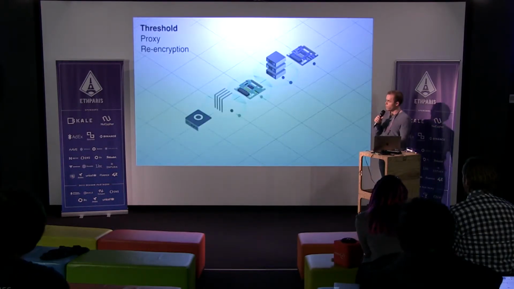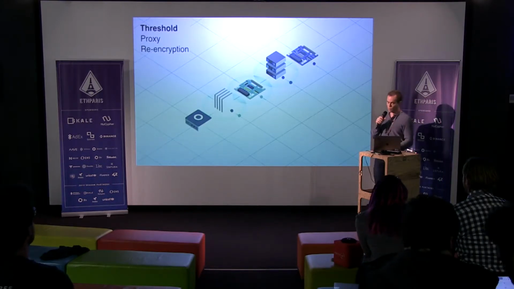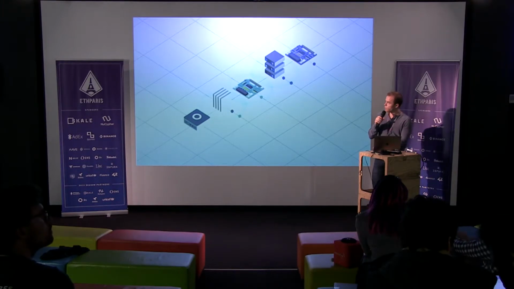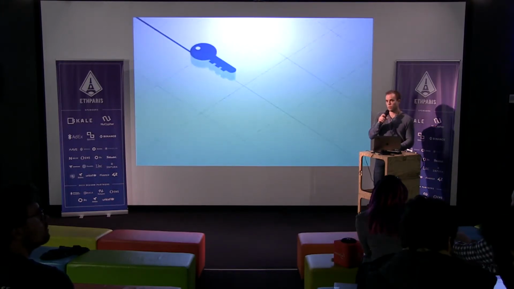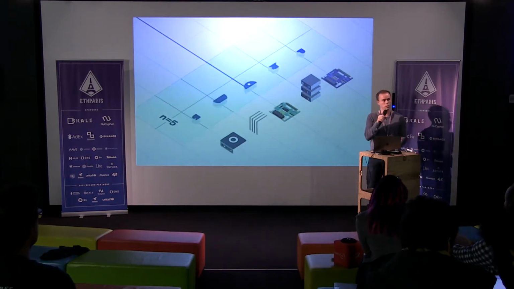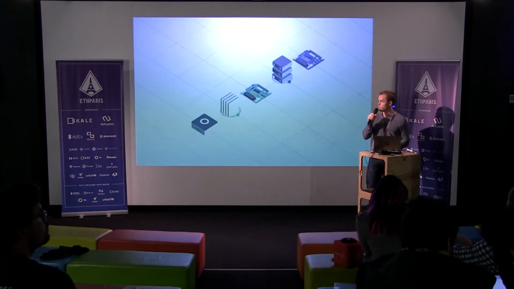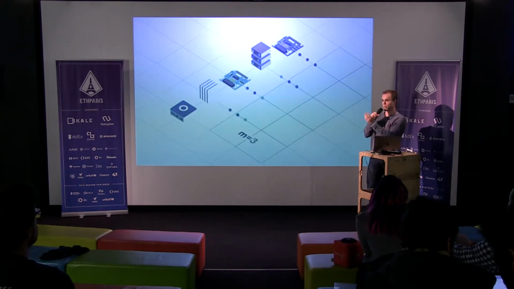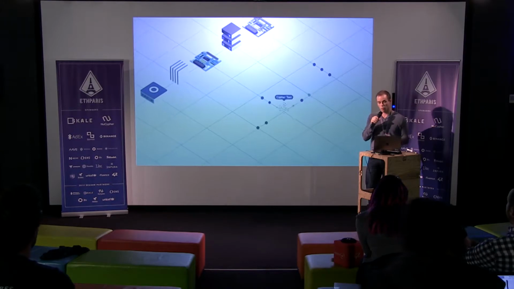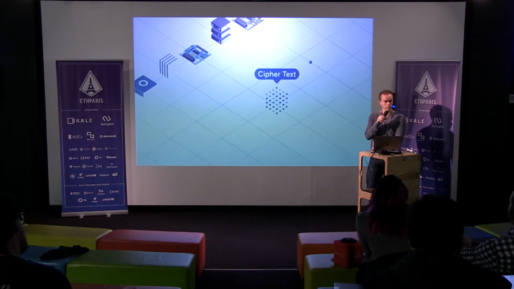And what we do for that is we use a threshold proxy re-encryption scheme that is actually very similar to Shamir's secret sharing, but instead of splitting up the private key into a bunch of shares, we split up the re-encryption key into a bunch of shares. So in this case, we just split the re-encryption key up into 5 shares. As long as we have 3 of those shares, the re-encryption will be successful and Bob will be able to access the data.